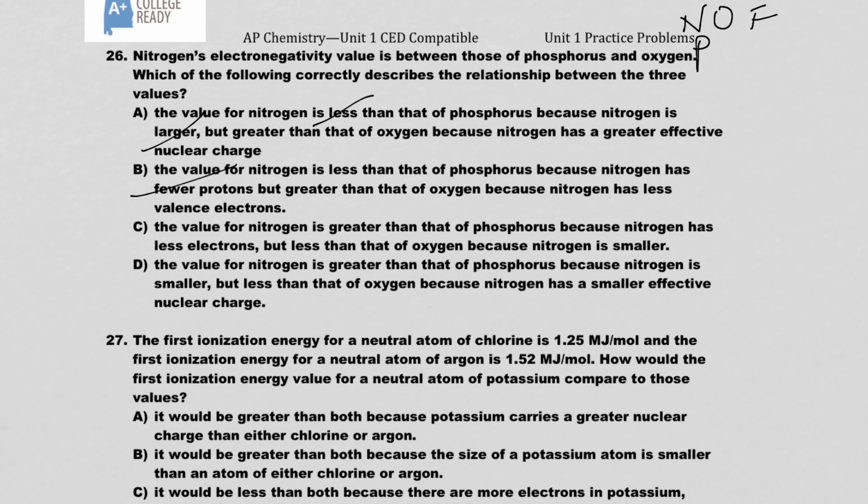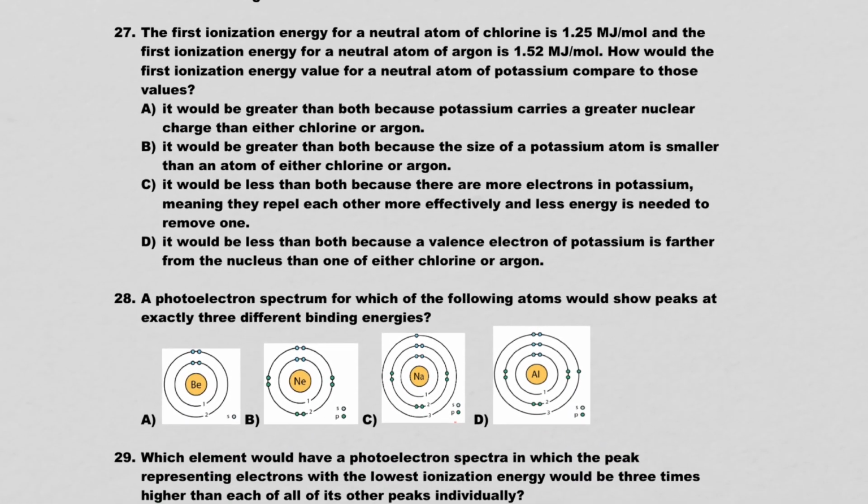Let's keep going. C, the value for nitrogen is greater than that of phosphorus. Okay, that sounds good because nitrogen has fewer electrons, but less than that of oxygen because nitrogen is smaller. Is nitrogen smaller than oxygen? No, it's not. And then when we look at D, the value of nitrogen is greater than that of phosphorus because nitrogen is smaller. There we go. But less than that of oxygen because nitrogen has a smaller effective nuclear charge. That's it. Those questions to me are hard because you really have to think about every part of the statement to see if anything is false.